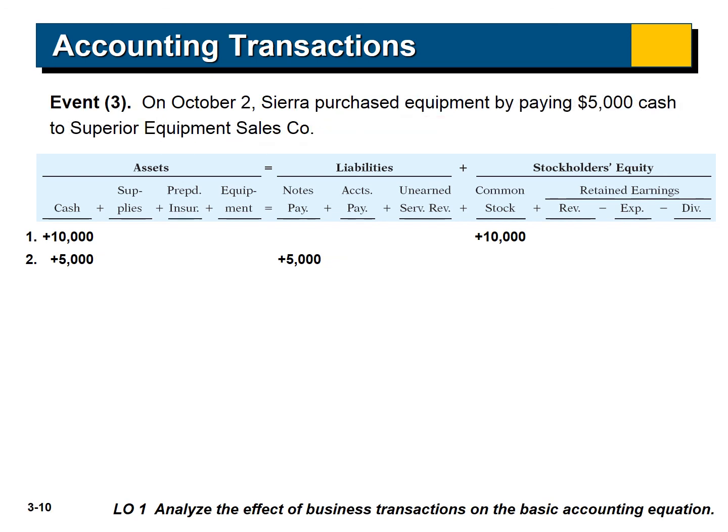The next transaction, October 2nd, Sierra purchased equipment by paying $5,000 cash to Superior Equipment Sales. Okay, so the purchased equipment, so you know we have equipment that's going to increase, and we have cash, but we paid cash, so cash is going to decrease. So we have a minus 5,000 cash and a plus 5,000 equipment. Now notice that means that the net change in assets is going to be zero, right? Because you've got a minus and a plus. So the impact on assets is zero. And of course, we have no liabilities, no stockholders' equity. So the accounting equation works for every single transaction.